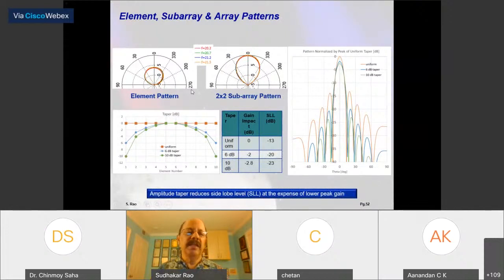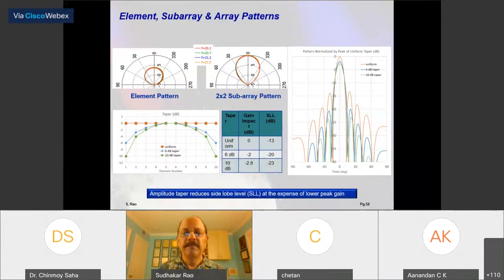This is how it looks, the element pattern, subarray pattern, and then the final phased array pattern with the different amplitude tapers: uniform, 6 dB, 10 dB. I think you can either calculate this very easily, or you can plot and see what the gain impact is. And of course, when you go to a 10 dB taper, I think the gain impact is 2.8 dB, but your side lobes go from 13 dB to 23 dB, a 10 dB improvement.